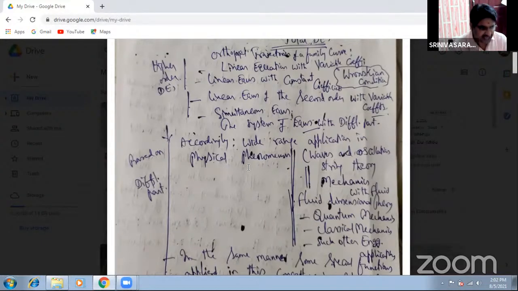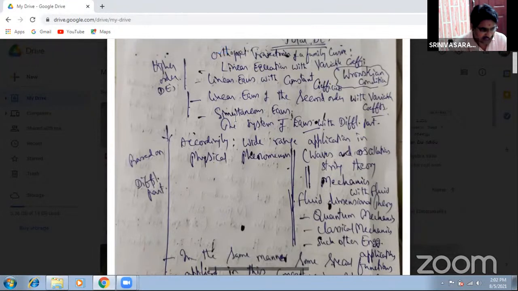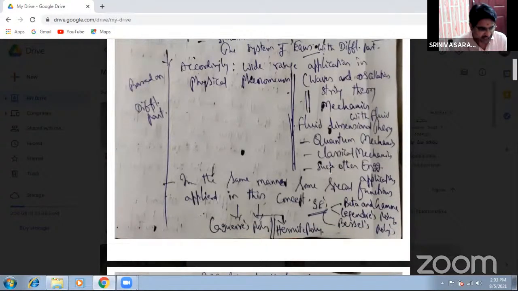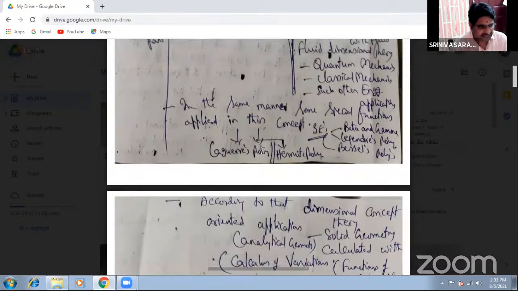In the same manner, in physical phenomena, according to the above ordinary differential equation concept, there is a wide range of applications in waves and oscillations, string theory, and mechanics, that is fluid dynamics, and quantum mechanics and classical mechanics, and some other engineering applications too. In the same manner, some special functions will also be applied, that is the part of special functions. Now here the basic concept is already here.